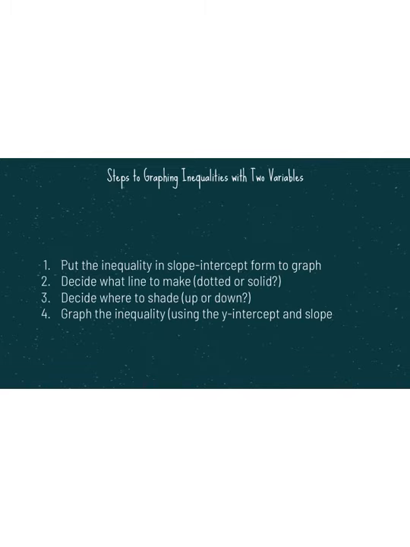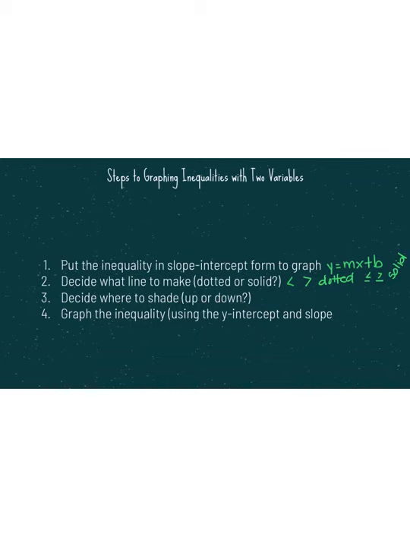All right, so now we're going to move a step further and graph inequalities with 2 variables. In order to do that, you have to put the inequality in slope-intercept form, and that is y equals mx plus b. Decide what line to make dotted or solid. If you have just a less than or greater than symbol, it's going to be dotted. But if you have less than or equal to, greater than or equal to, that one's going to be solid. I'll show you what that is in just a minute.